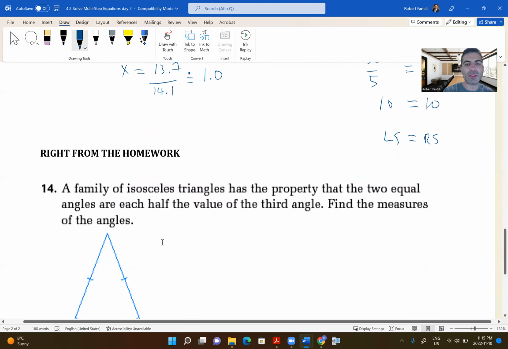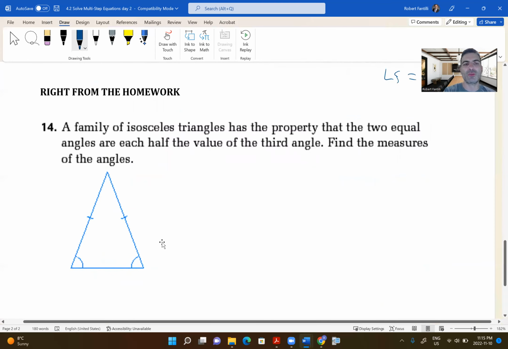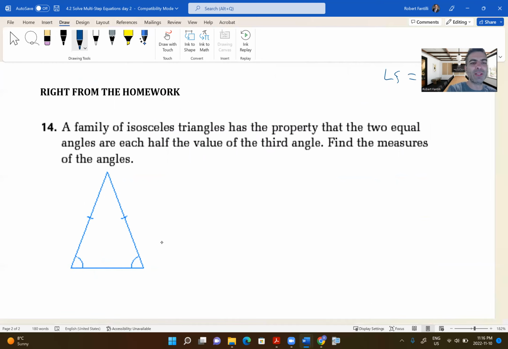This last question is kind of interesting. It's an isosceles triangle. Remember, whenever you have diagrams like this, don't trust the diagram. For all I know, that could be a 90-degree angle. We don't assume that drawings were drawn to scale. So in this case, we have a word problem and they gave us an image. We're just going to use the image, but it doesn't mean the angles are exact when you look at it. You can't take out a protractor and measure it, and the photocopy or the handout is not going to be exact. So a family of isosceles triangles has a property.